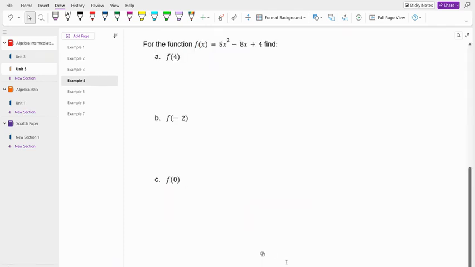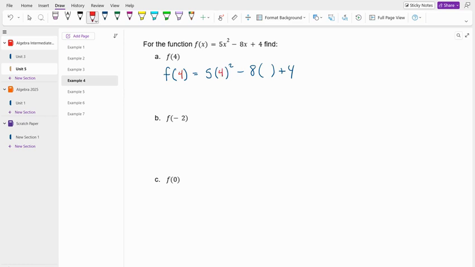All right, guys, in this video, we're going to be using substitution to find the values of a function at different values of x. Okay, so it says for the function f of x equals 5x squared minus 8x plus 4, find f of 4, f of negative 2, and f of 0. So to do this, I'm going to use parentheses, and I'm going to take out all of the x's, 5x squared minus 8x plus 4, and I'm going to substitute in a 4. So anywhere I see a parenthesis, I'm going to put in a 4.